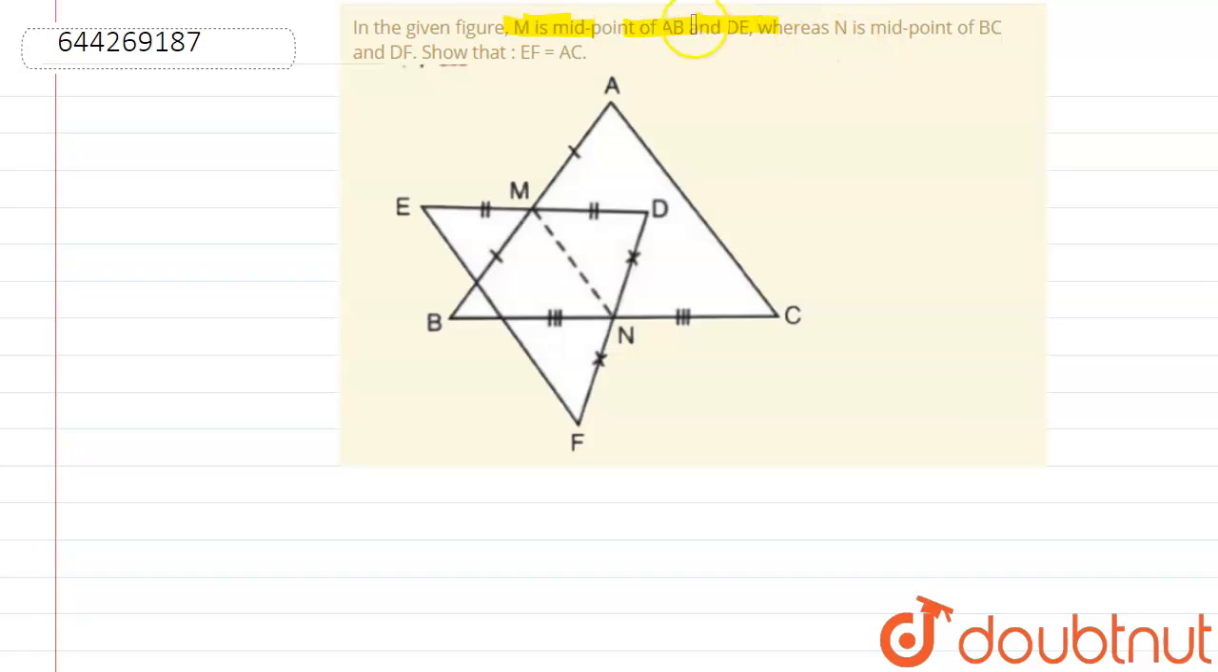Hello friends, here the question is: in the given figure, M is the midpoint of AB and DE, and N is the midpoint of BC and DF. Show that EF is equal to AC.